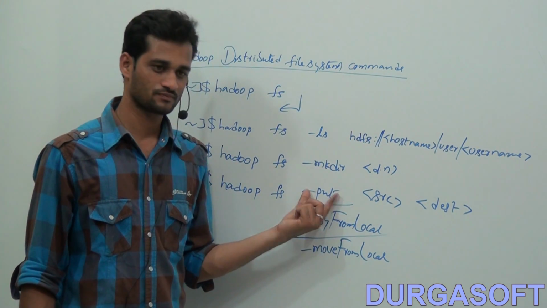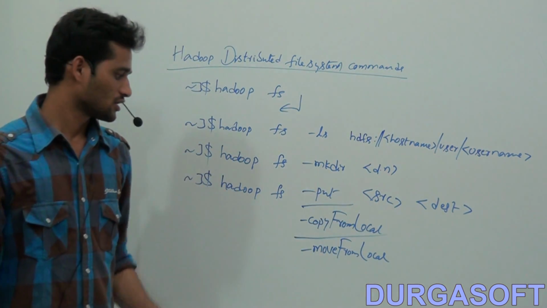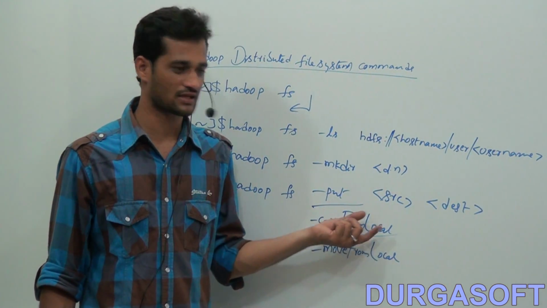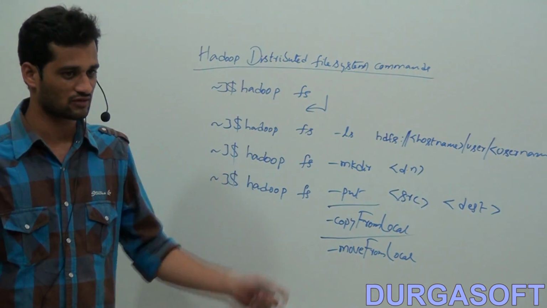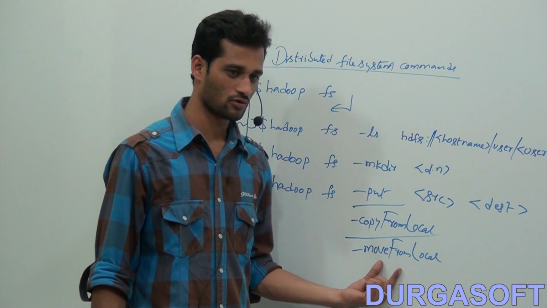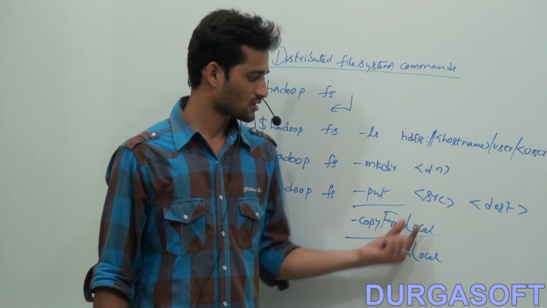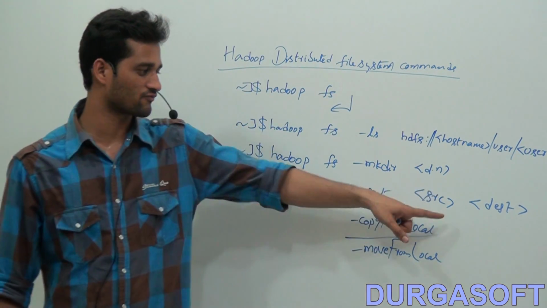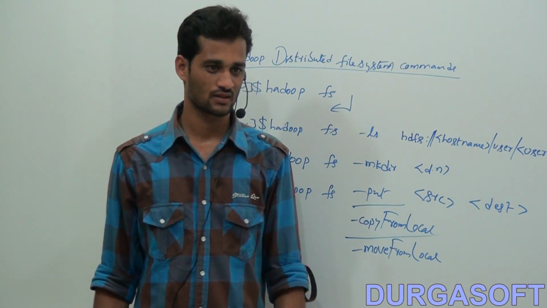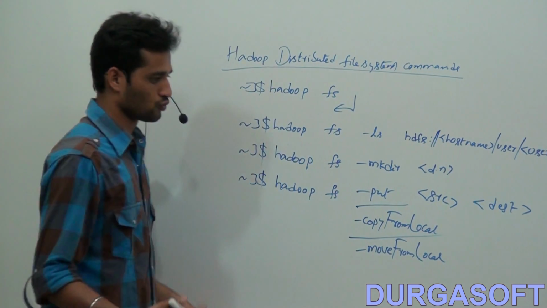If you are giving -put, copy and paste will be done. If you are giving -copyFromLocal, for that also the source file will be there in your source location, as well as in the destination location. So -moveFromLocal means cut and paste. Your source file will not be there after putting that file into the destination location.